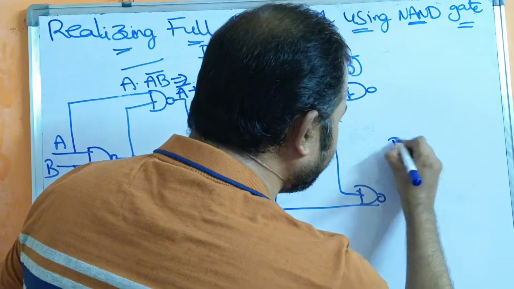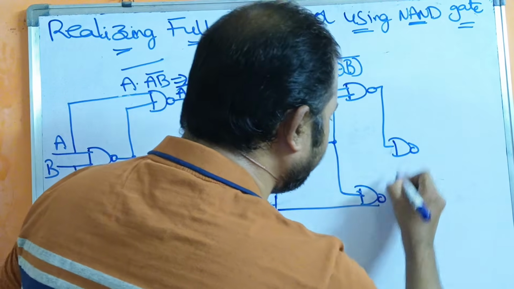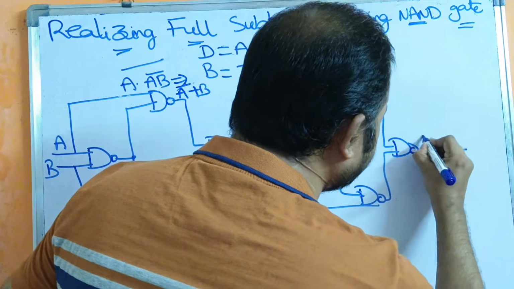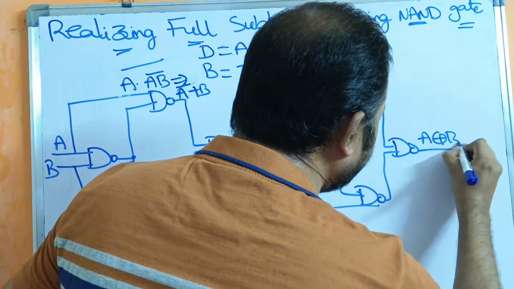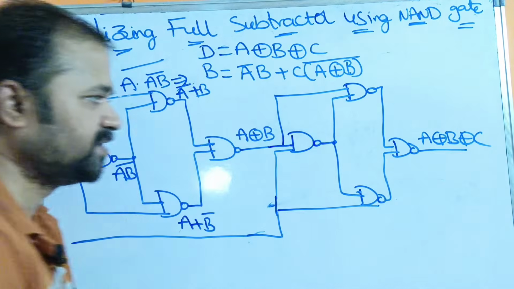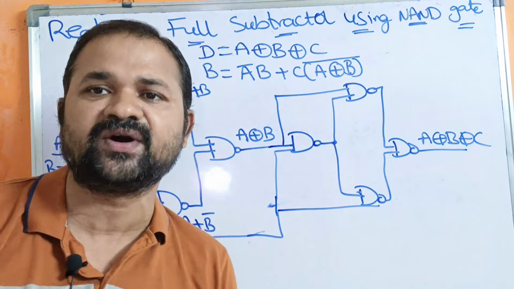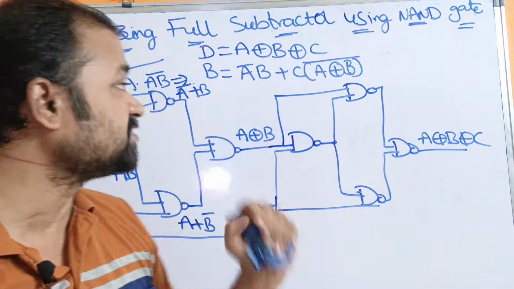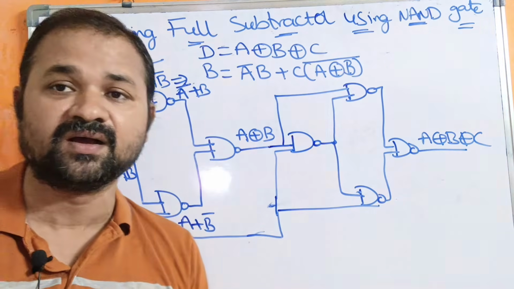Next, the fourth NAND gate receives input from this second NAND gate and this third NAND gate. Now it produces A exclusive OR B exclusive OR C as the output. So the difference is over. Now we have to focus on the borrow.